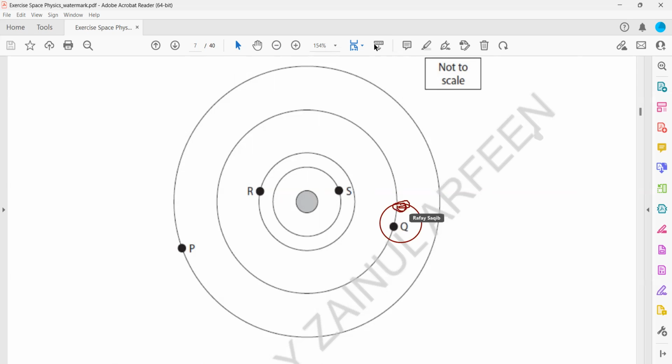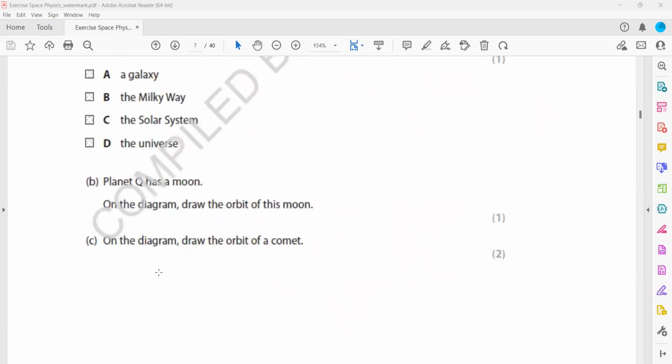When you're drawing an orbit, you should draw a circle unless they mention otherwise, like the orbit of the comet. Add to the diagram the orbit of the comet. What will be the orbit of the comet? Moving around this central star. So that will be the orbit of the comet. And that's right. So on the diagram, draw the orbit of a comet.